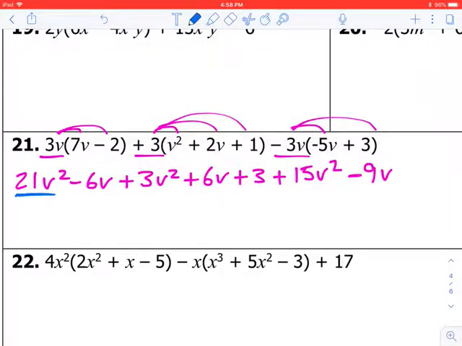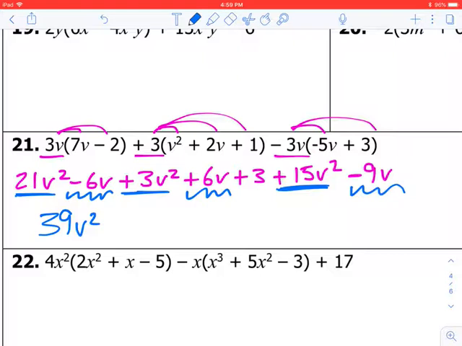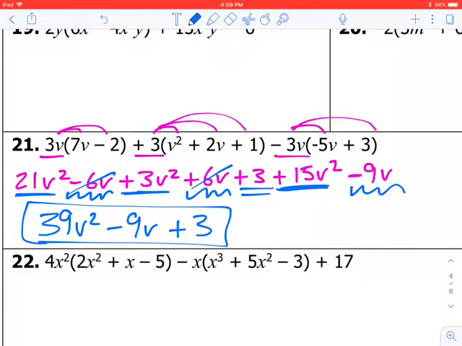So 21V squared plus 3V squared is 24. Plus 15 is, I'm not sure. Could I use my calculator real quick? So 21 plus 3 plus 15 is 39V squared. And I'm done with V squared. Now I'm looking at V. So I've got negative 6V plus 6V, those cancel, and I have negative 9V left over. And then the only thing left is plus 3, so that just stays plus 3. And now I've got my final answer.